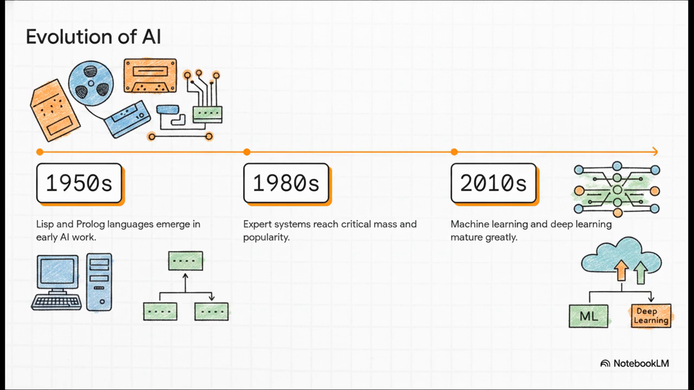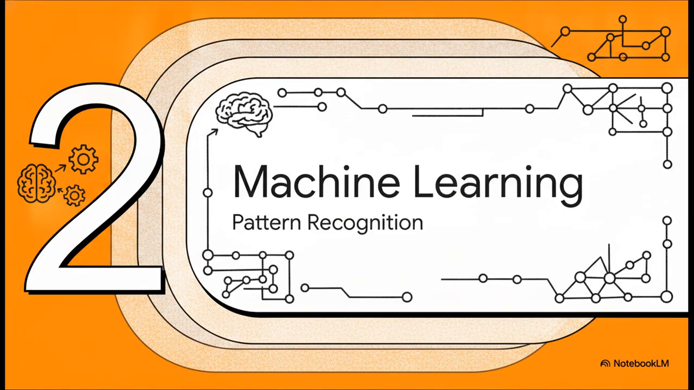Surprisingly, AI research actually started all the way back in the 1950s. Back then, it was highly premature, mostly academic research using early programming languages like Lisp and Prolog. Fast forward a bit to the 1980s, and we saw expert systems reach critical mass and become way more popularized. But it really wasn't until the 2010s that the foundational layers beneath that broad umbrella, specifically machine learning and deep learning, truly began to mature and take off. Which brings us one layer deeper in Section 2, pattern recognition and machine learning.